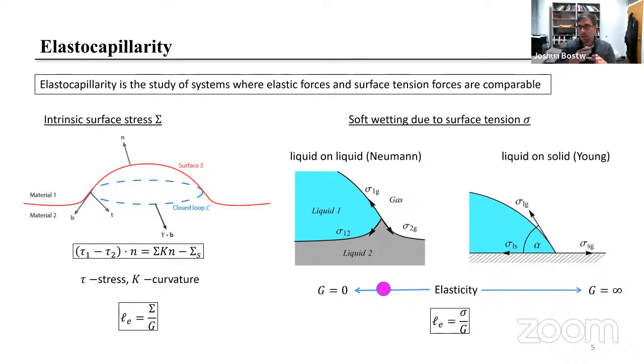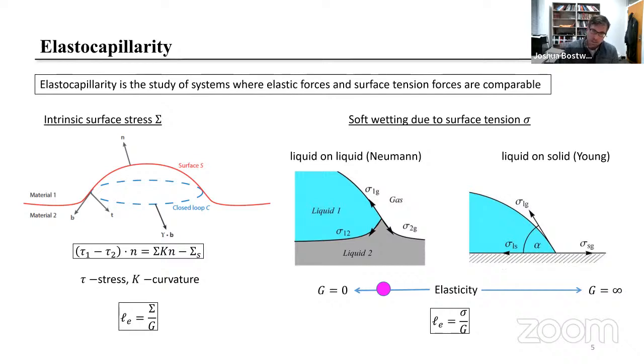If you have an interface that separates one material from another, that interface has an intrinsic surface stress or surface property. In this case, the stress balance across the interface, tau 1 minus tau 2, is balanced by that surface stress times the curvature, and also the gradient in surface stress if you have so-called Marangoni forces. Surface stresses are important when the elastocapillary length is roughly order 1, and here we define the elastocapillary length as the surface stress over the shear modulus G.